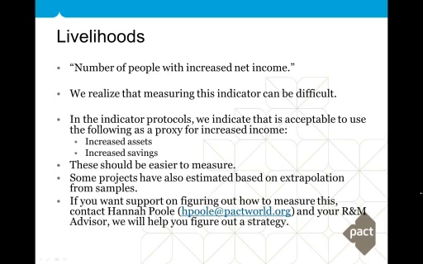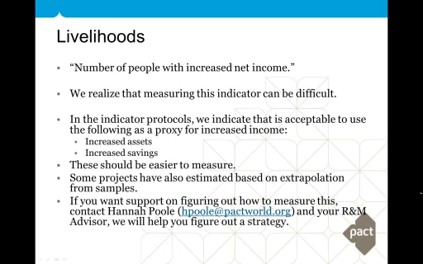So you'll see in the previous indicator protocols that it's acceptable to use assets as a proxy for increased income, and we're expanding it this year to also include increased savings. Some projects have already been reporting based on this anyway, and it's great that you're able to find these proxies and still report some information on our livelihoods work. Hopefully these will be easier to measure.